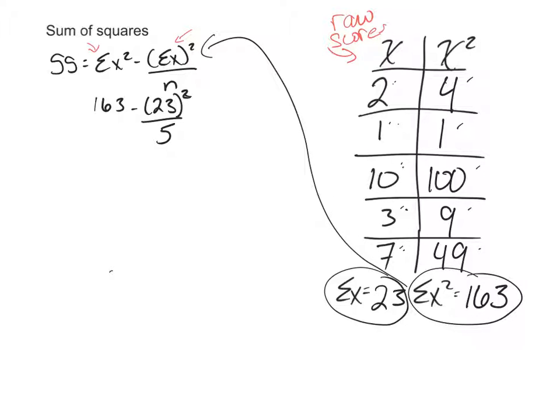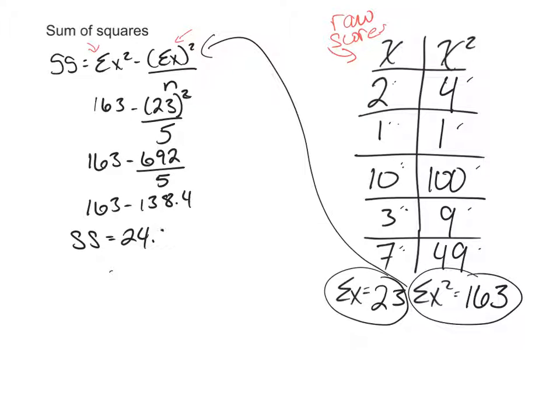Okay, so we have 163 minus 23 squared divided by 5. 23 squared is 529, so we'll go 163 minus 529 divided by 5, or 163 minus 105.8. So our sum of squares is 57.2.